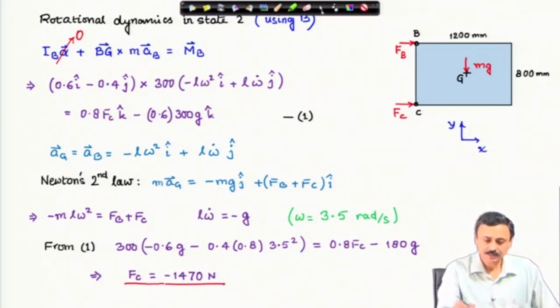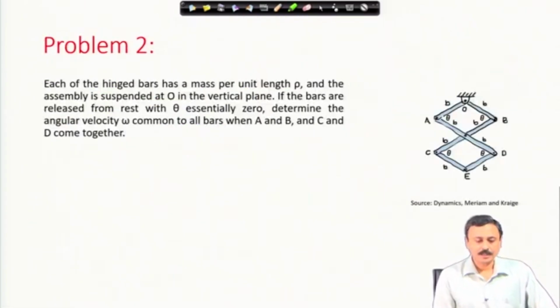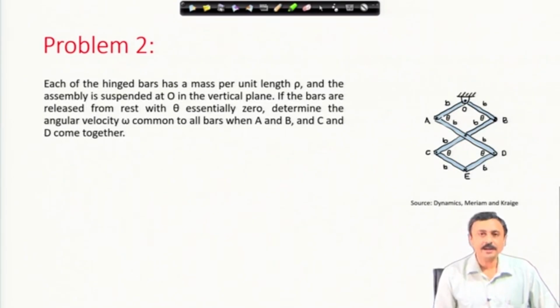So, that completes this problem. Let us move to the next problem, again from the book of Meriam and Craig. Each of the hinged bars has a mass per unit length rho and the assembly is suspended at O in the vertical plane. If the bars are released from rest with theta essentially 0, determine the angular velocity omega common to all bars when A and B and C and D come together.